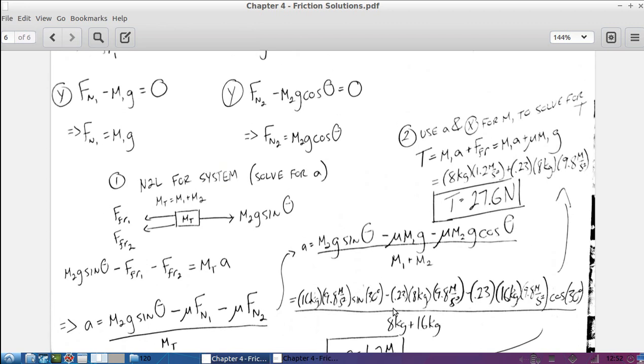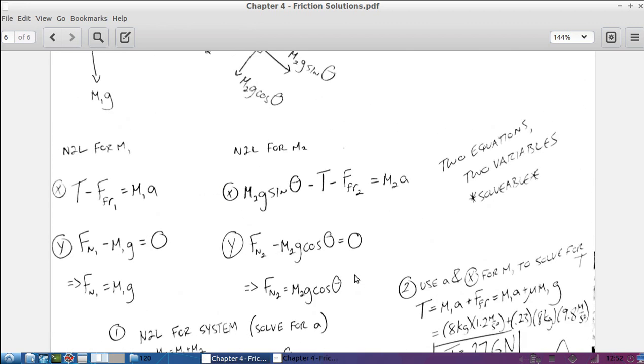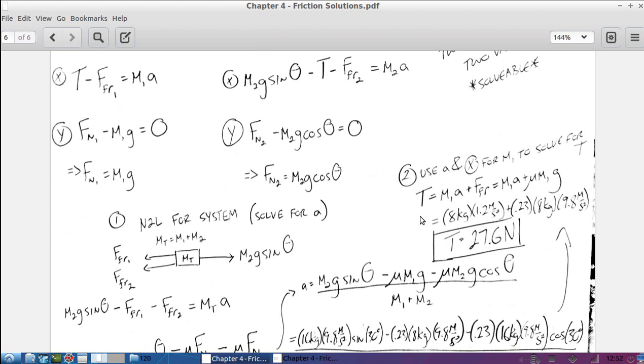Now that I have the acceleration, I can take either one of these equations to solve for the tension. It looks like this one would be a little bit nicer to handle. So I'm going to add the friction force to both sides, get the tension by itself. So T is m1a plus the friction force on m1. Sorry, I forgot my subscript there. That should be a 1. Tension equals m1a plus the frictional force on m1.